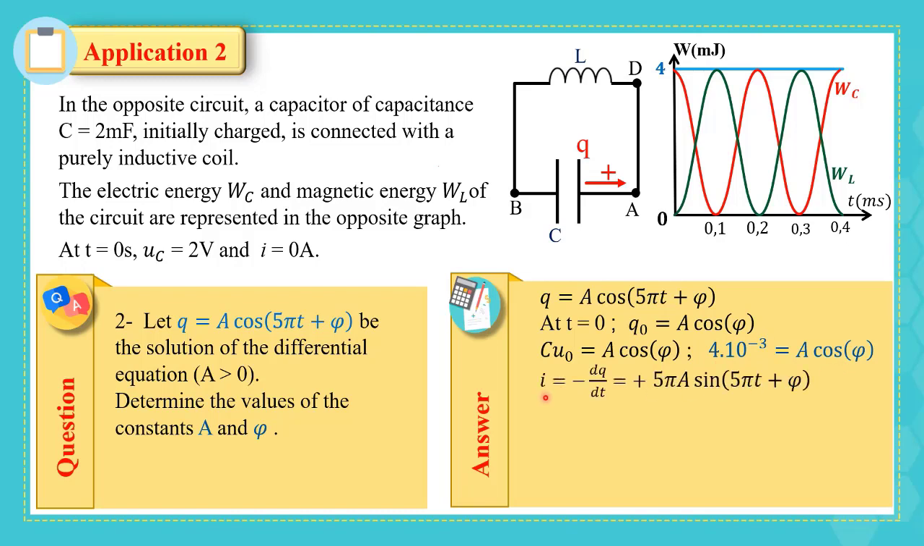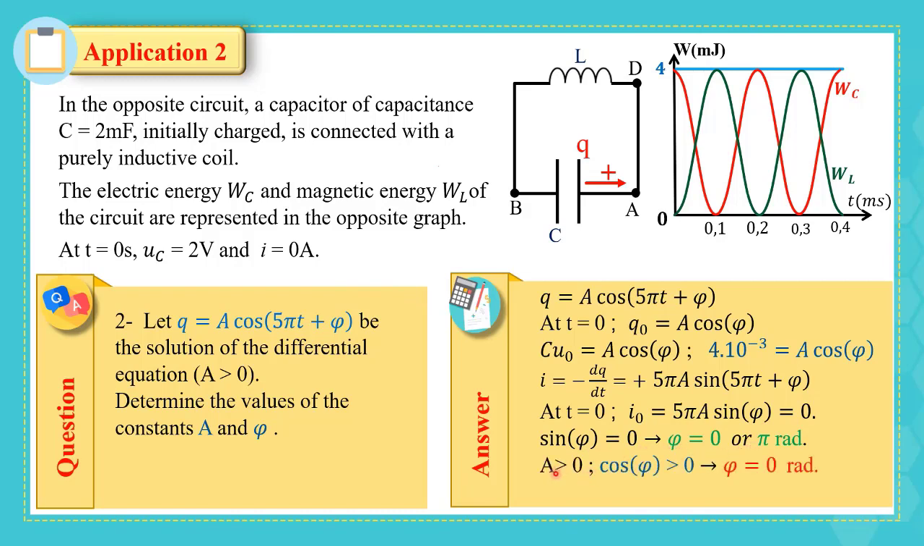cosine phi. Now, i equal minus dq by dt equal to 5 pi A sine(5 pi t plus phi). At t equals 0, i0 is equal to 5 pi A sine phi and i0 equal 0. So sine phi equals 0. So we have phi equals 0 or pi radian. But since A is positive, cosine phi is positive, so phi equals 0 radian. Now, when phi equals 0 radian, we will have A equal 4 times 10 to the power minus 3 coulomb.